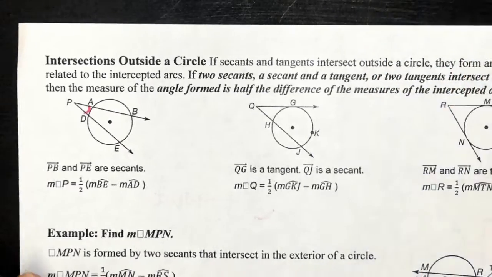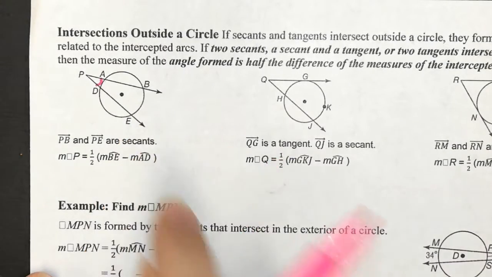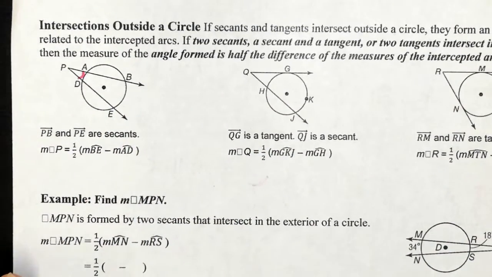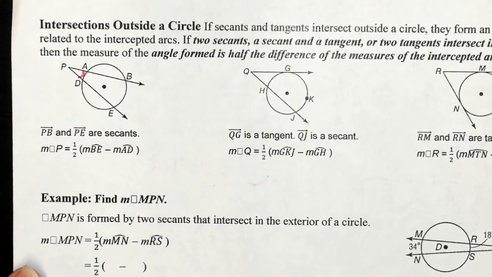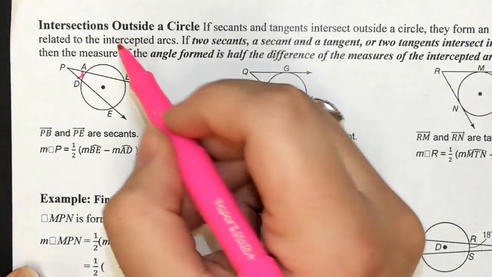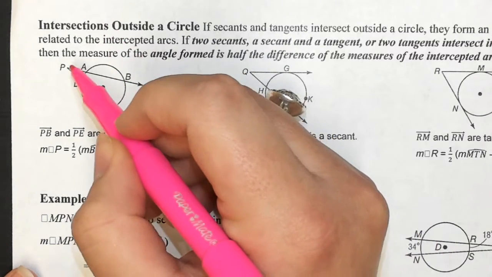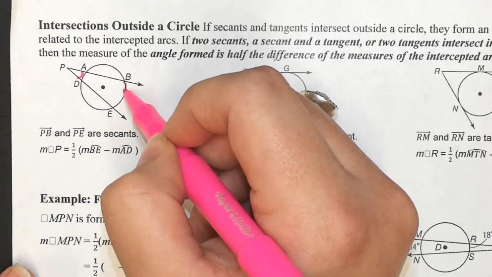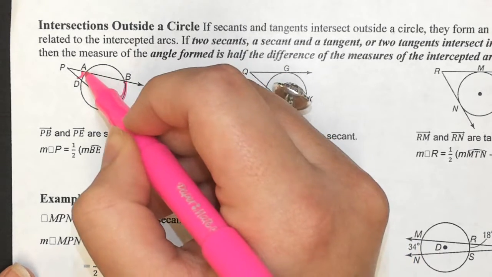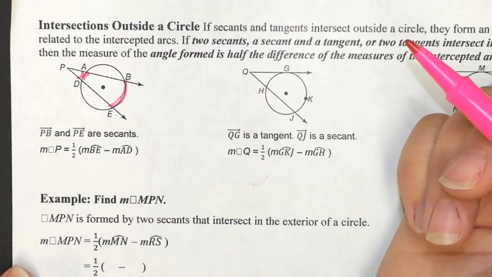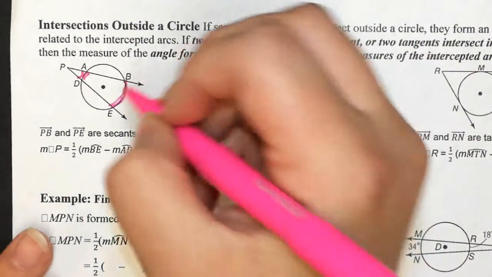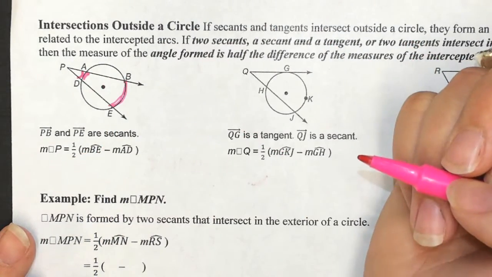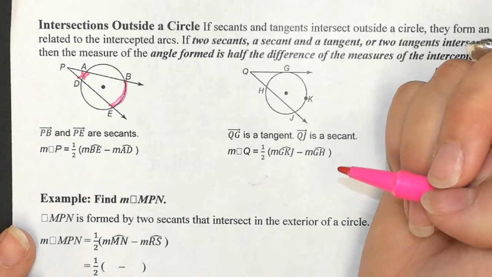All right, so the good thing about all of these situations is that they all have the same formula, so it's easy to remember. You have 2 secants. In order to find this measure of angle P, you have to take arc BE, subtract it from arc AD, and divide it by 2. So you're taking your 2 arcs that are in between these secant lines, divide it by 2, and that'll give you the measure of angle P.